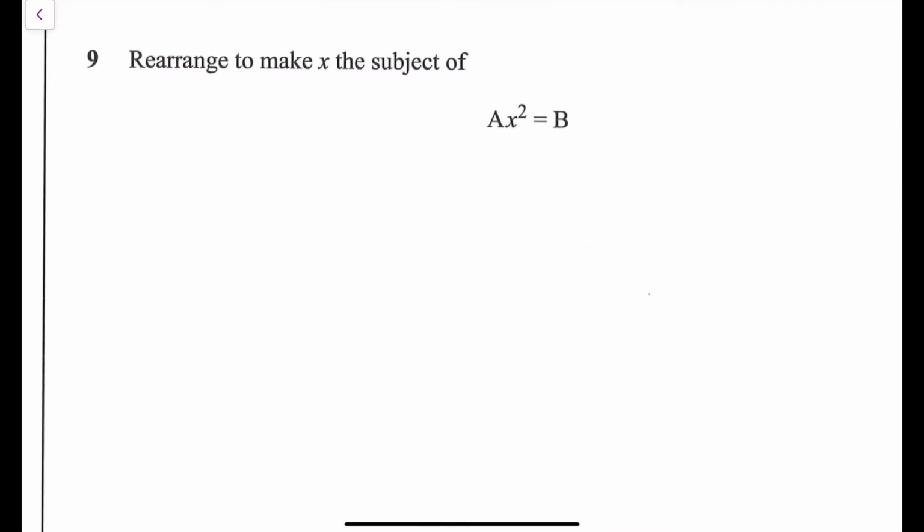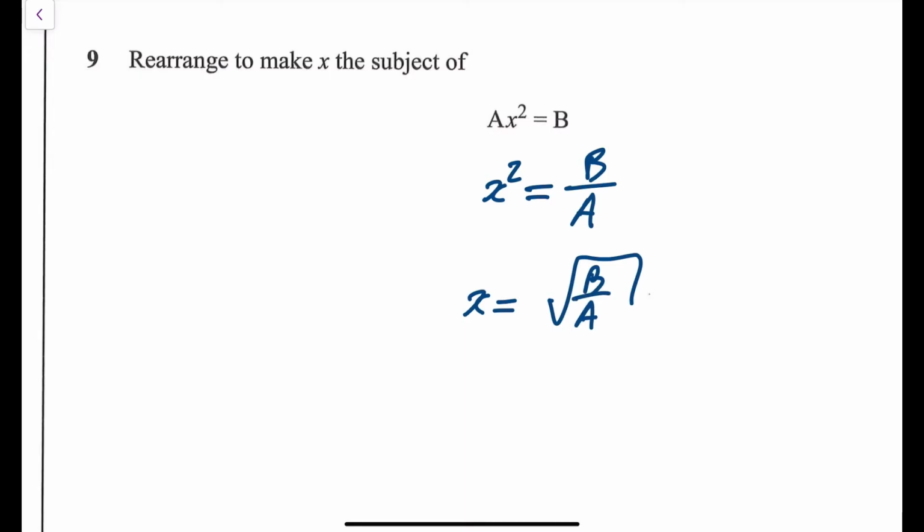Next one says, rearrange and make x the subject. There's 2 things going on here. Your x is being squared, then you're multiplying by a. So reverse the multiplying by a first, which is dividing. So the opposite of multiplying by a is dividing by a. And the opposite of squaring is square root. And you really shouldn't get your full marks for what I've just written. You need your plus and your minus, so the positive and negative square root. 2 easy marks there. I'd imagine that's a mark. And your final mark.